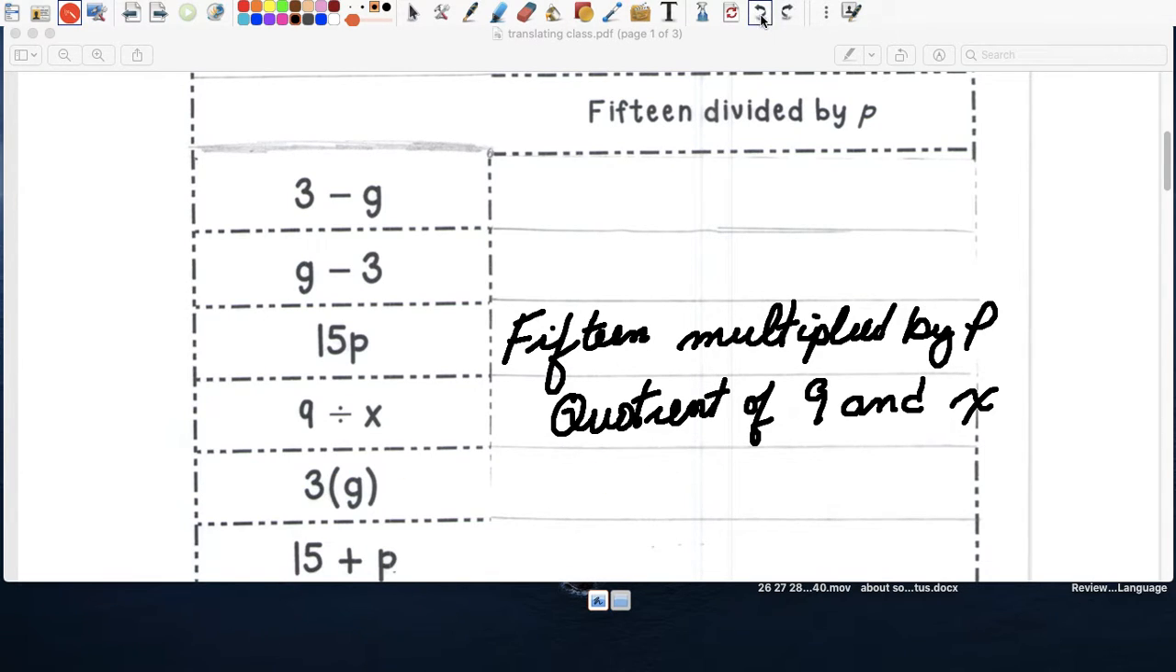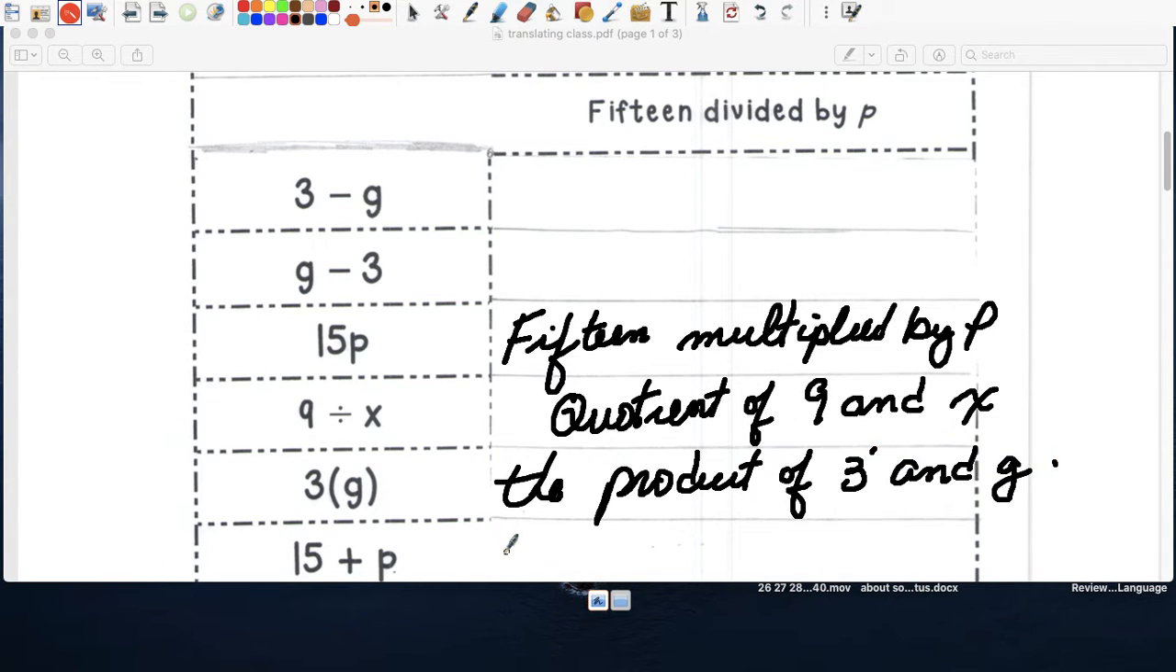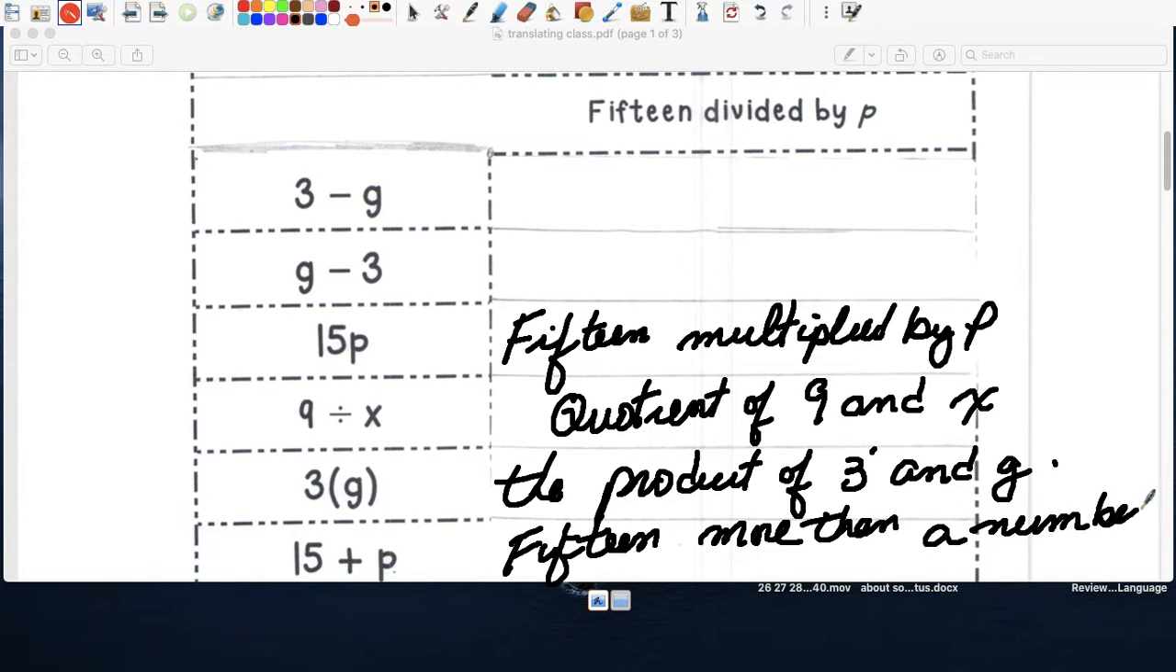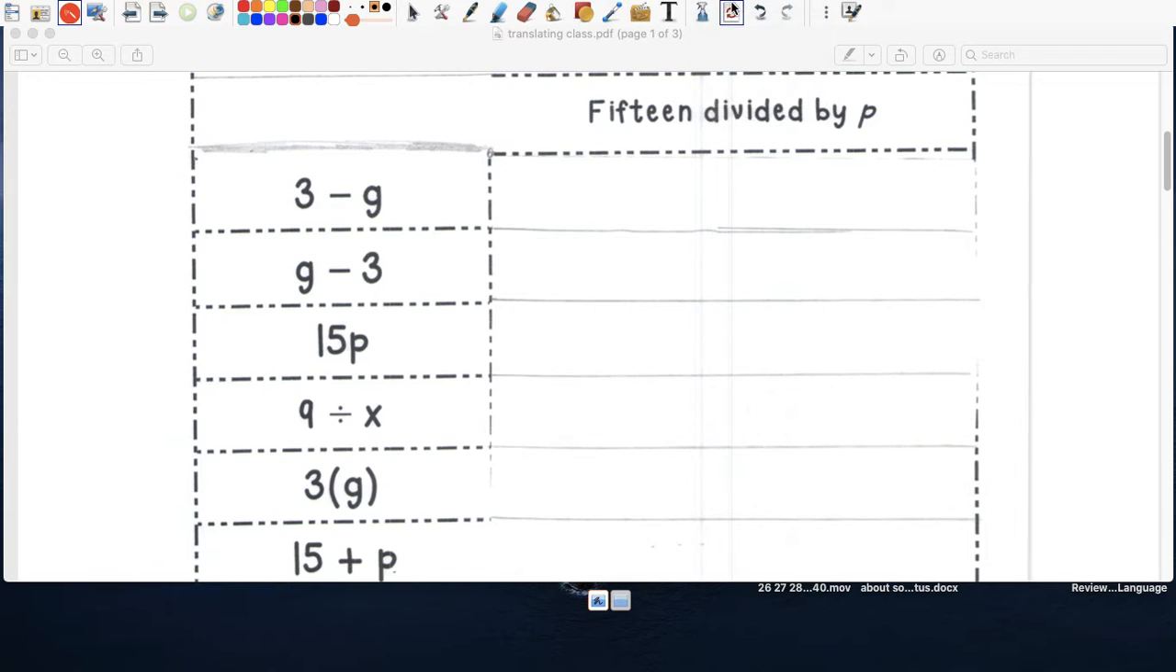Now let me change that. So again, the product, let me use that. The product of 3 and g. 15 more than a number. Okay, so we can use all of those.